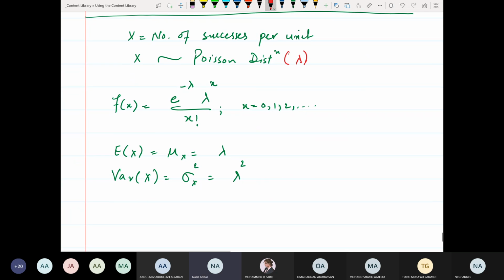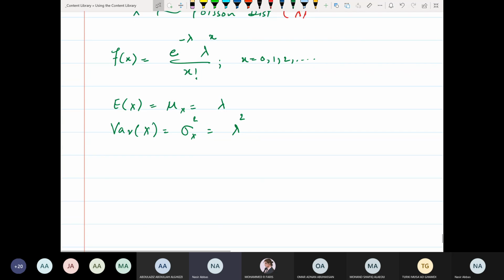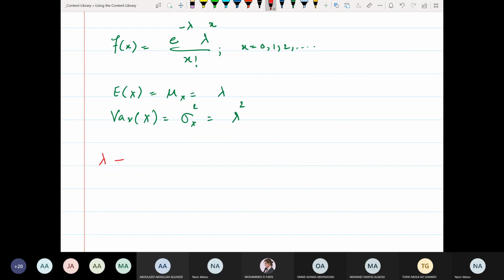And what is this lambda? This lambda is the average number of successes per unit. And this will somehow be given in the question.